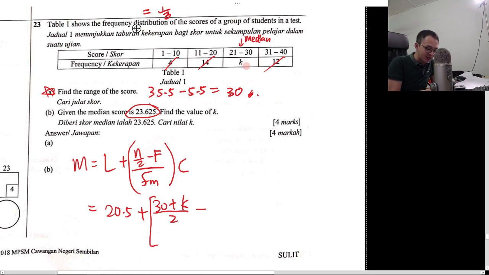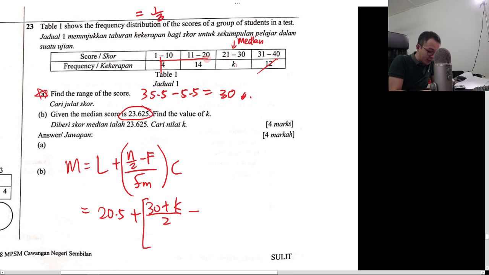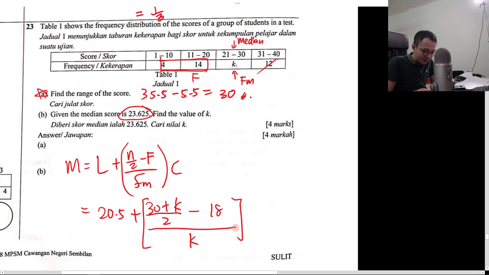This is the median class, so I'm going to accumulate the first two. I accumulate both of them, and this is my capital F, so it is 80. Over Fm, the frequency of the median class, which is K. C will be the class size, which is 10. How to get the class size? The easiest way is to use the upper bound minus the lower bound, then you get 10. Alright, this is how to get C.